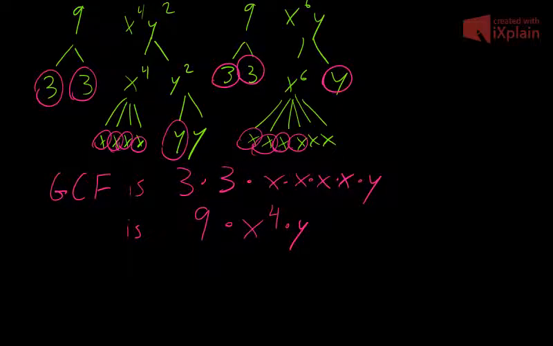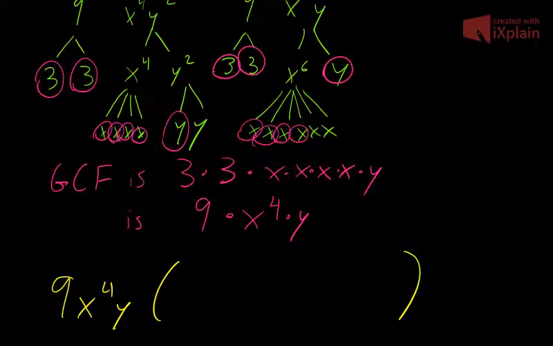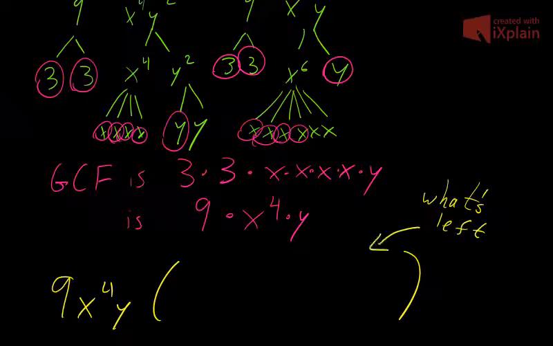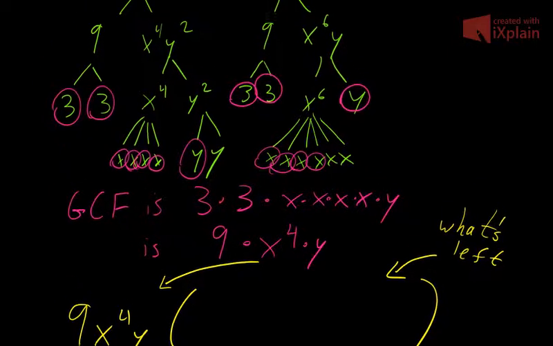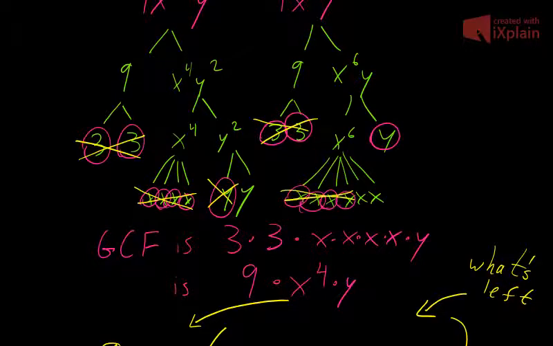So what I can actually do to factor, I can remove these from each term of the equation. So I'm going to take the 9x to the fourth y out, and I'm just going to write it out front. So that's going to go 9x to the fourth y, and then I'm going to put what's left in parentheses. What's left goes in here. This goes right out here. What I mean by what's left is we used up everything we just circled up here. So there's no more of these 3's, there's no more of these x's, there's no more of this y. These 3's are gone, these x's are gone, this y is gone. So all that's left is this y and these 2 x's.